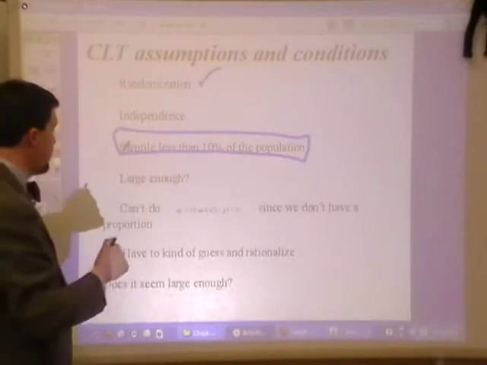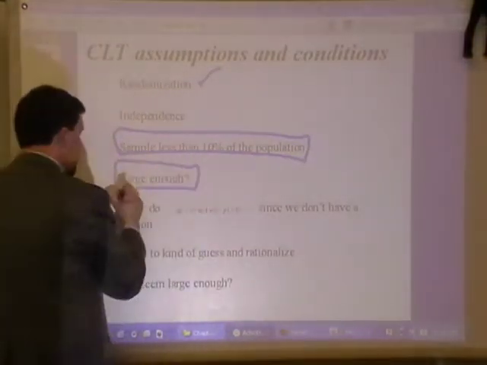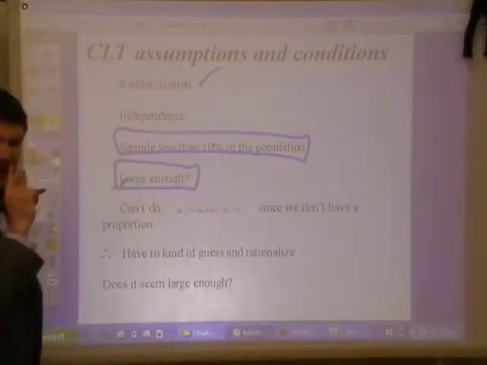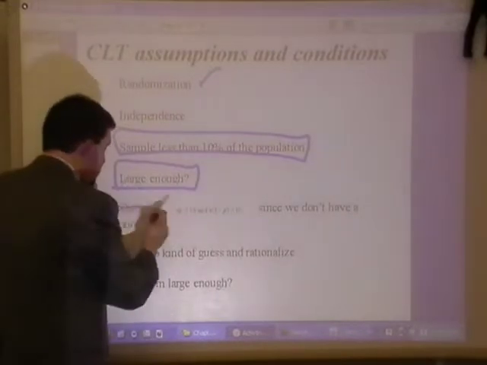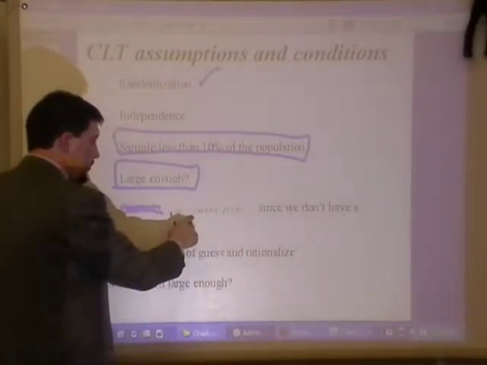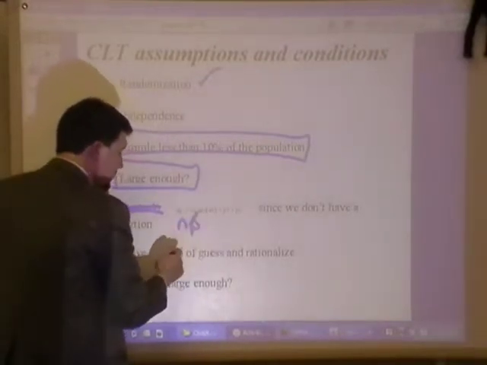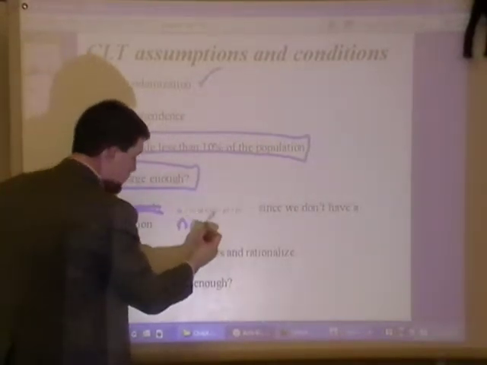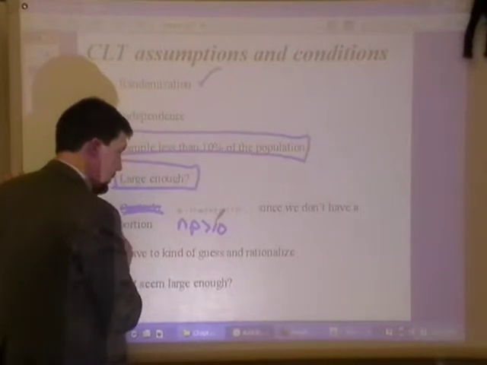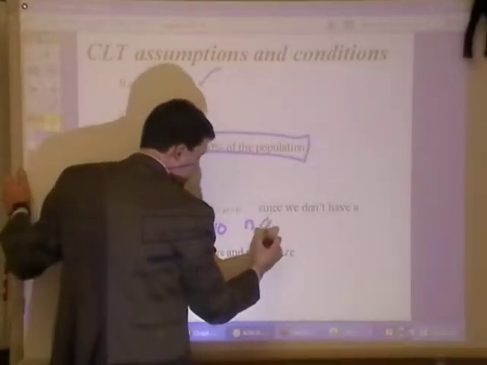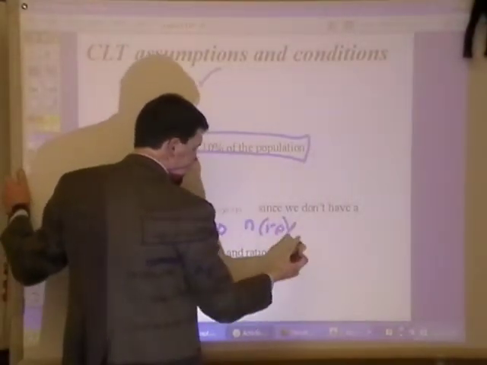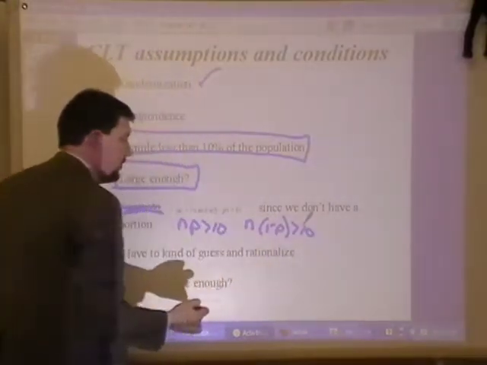I also need to have a sample that is big enough. And how do I determine that? Well, if I have proportional values, if I have a binomial situation, then n times p, which is the number of successes, has to be greater than 10. And n times 1 minus p, the number of failures, also has to be greater than 10.